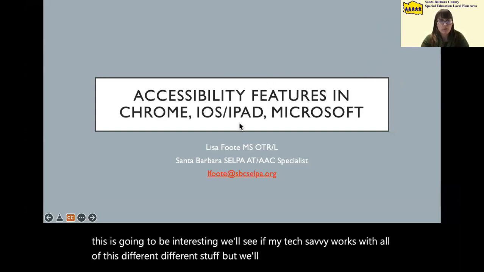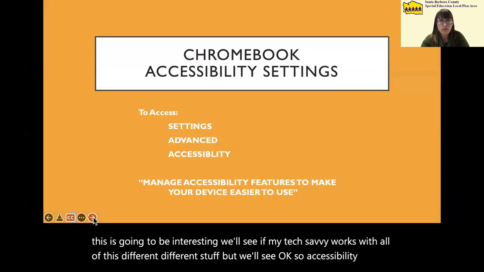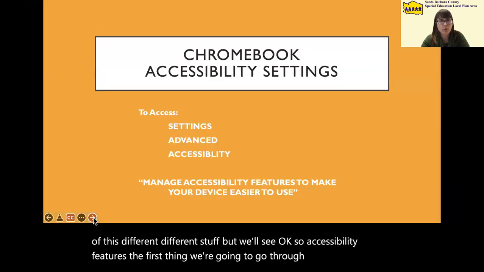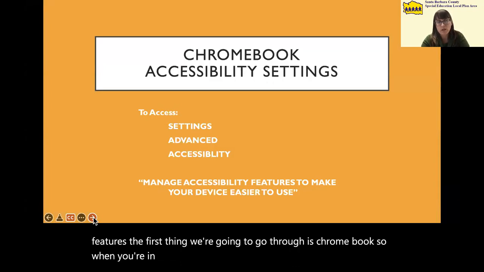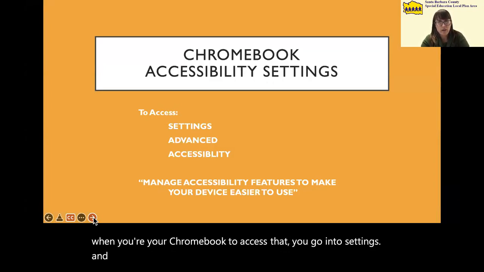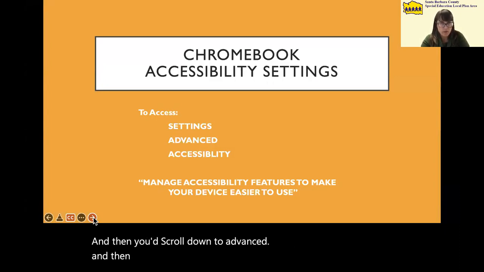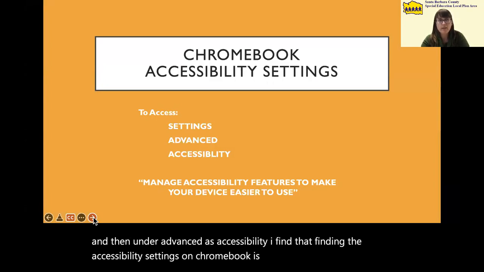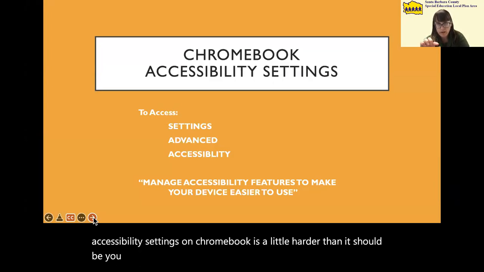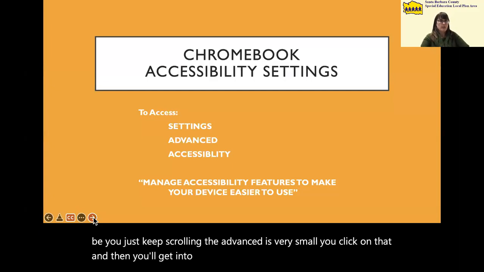Okay, so accessibility features. The first thing we're going to go through is Chromebook. When you're in your Chromebook, to access that, you'd go into settings, and then you'd scroll down to advanced, and then under advanced is accessibility. I find that finding the accessibility settings on Chromebook is a little harder than it should be. You just keep scrolling. The advanced is very small. You click on that, and then you'll get into the accessibility settings.